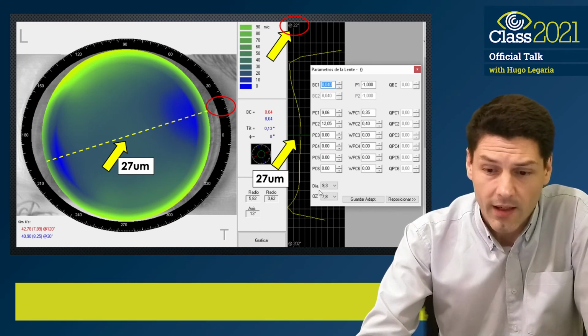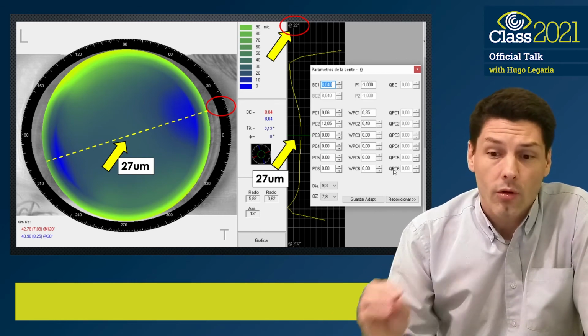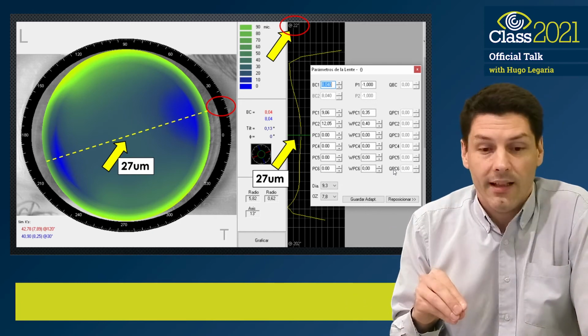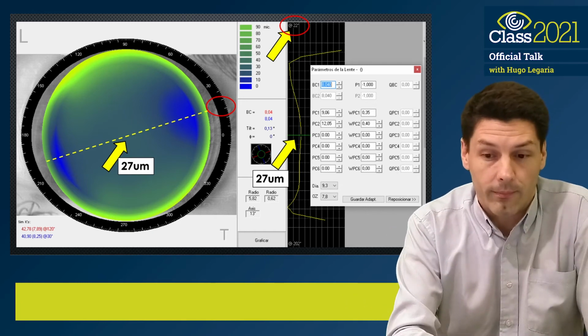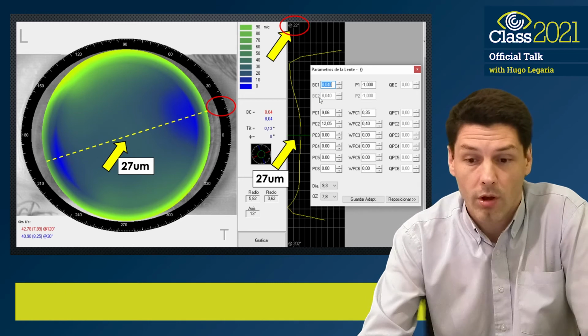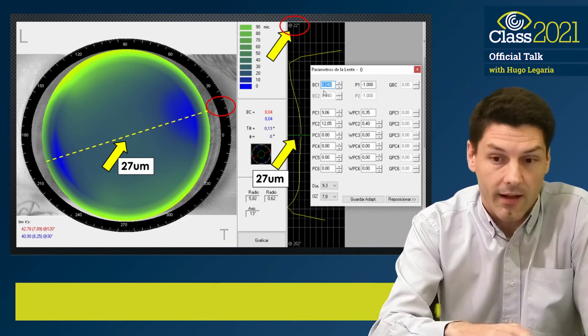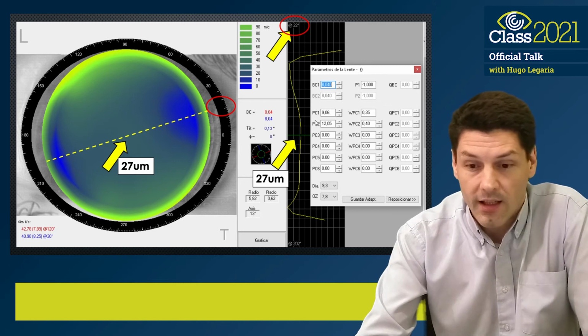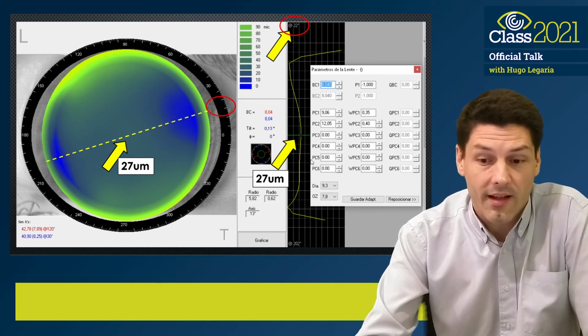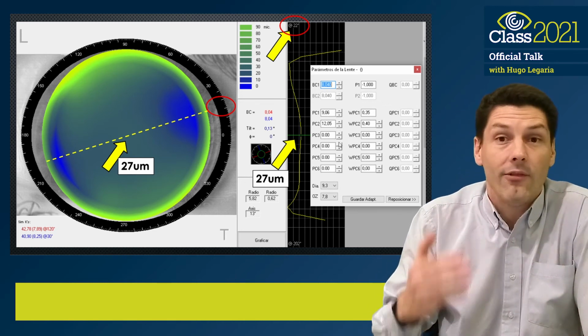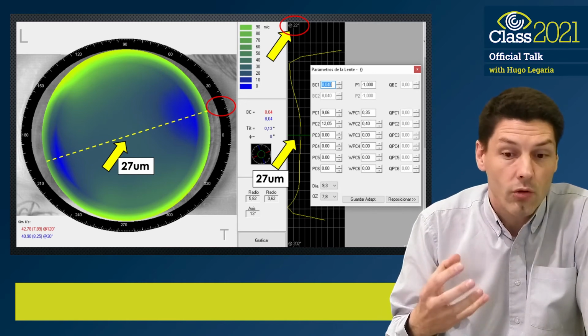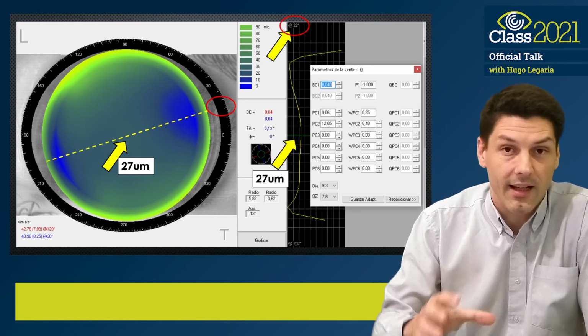And in this box that we see here, this is where I go loading the lens parameters to do the simulation. And where it says BC1 and BC2, that is the curvature that I want the lens to have in its base curve, while PC1, PC2, PC3, etcetera, are the peripheral curves that are loaded, the peripheral radius of curvature that I want the lens to have.